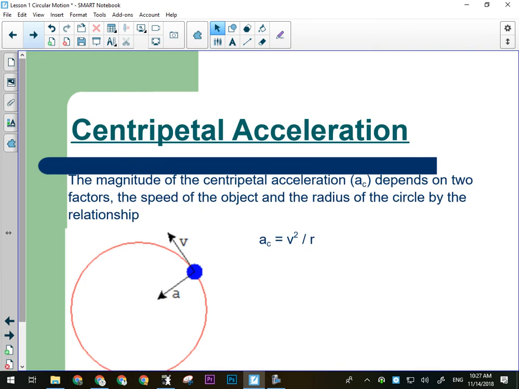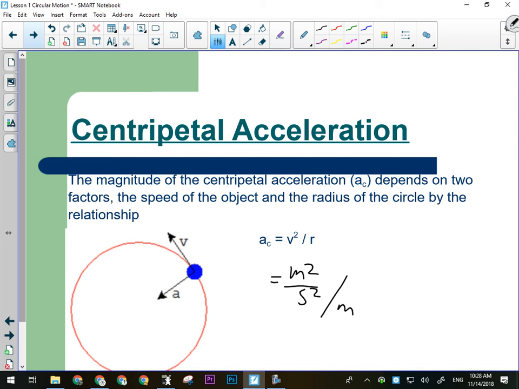So we can calculate centripetal acceleration by taking the speed of the object squared and dividing it by the radius. When we do that, what are the units for acceleration? Meters per second squared. So if I take v squared, that's going to be meters squared per second squared, and I divide that by meters, the squared meters goes away, and I'm left with meters per second squared. So I can calculate my centripetal acceleration, that is the rate at which the object is attracted to the center, by taking v squared over r.